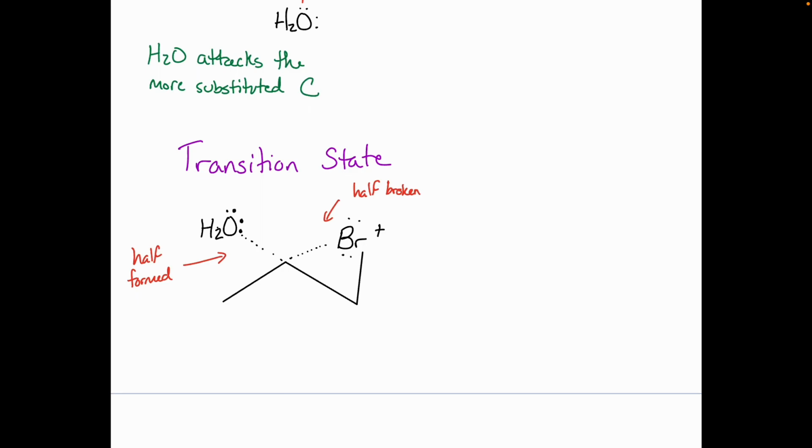And so it turns out that in this transition state, that carbon is losing a bond, gaining a new bond, and is going to be left with a partial positive charge, while our water and our bromine have a partial negative charge. And so again, the more stable transition state has that partial positive charge on the more substituted carbon.